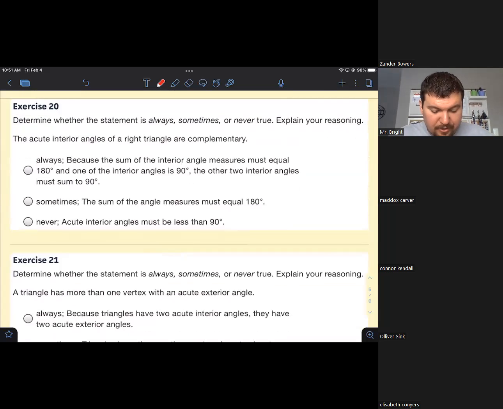The acute interior angles of a right triangle are complementary. So let me draw for you a right triangle.